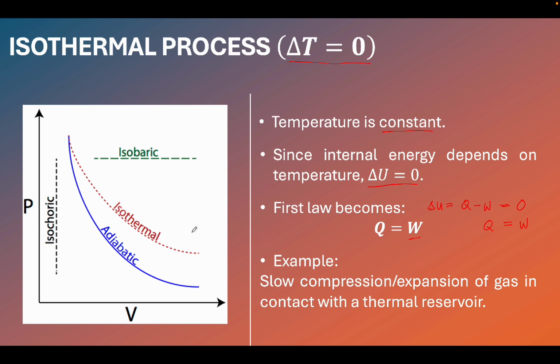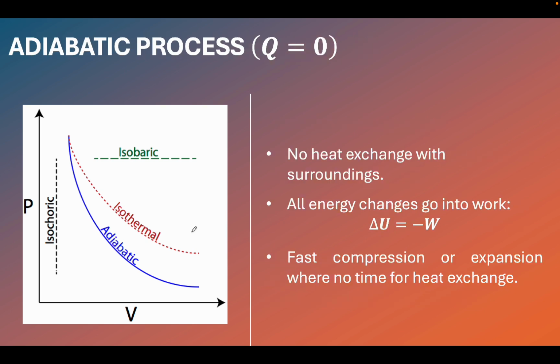Now we are done with the isothermal, so let's proceed to the adiabatic process. In an adiabatic process, Q is equal to 0, or there is no heat exchange with the surroundings, and all energy changes go into work. Since Q is equal to 0, if we go back to the first law of thermodynamics, delta U is equal to Q minus W. If Q is equal to 0, delta U is just equal to the negative of the work done. Now, what does it mean?